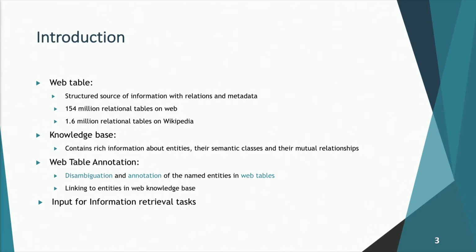To solve this problem, hopefully we have something called a knowledge base. What is it? A knowledge base is a structured, rich set of pages that have information about every entity and their mutual relations and also their metadata. So in the web table annotation task, what we are going to do is to just connect these two elements that we have and provide the annotations for these specific cells. And this can be used for multiple information retrieval tasks.